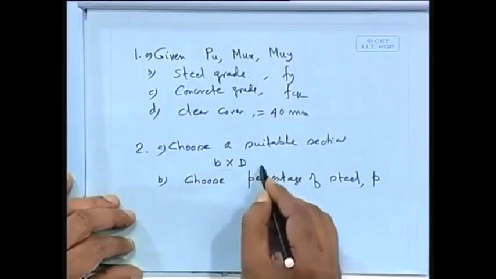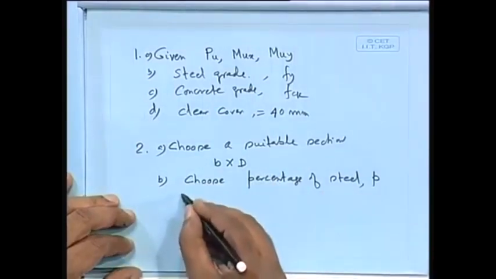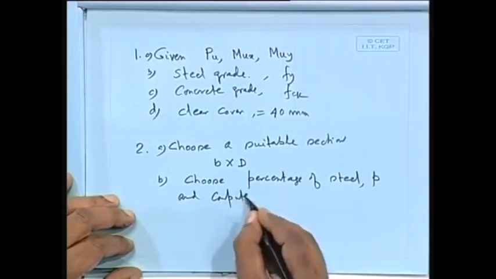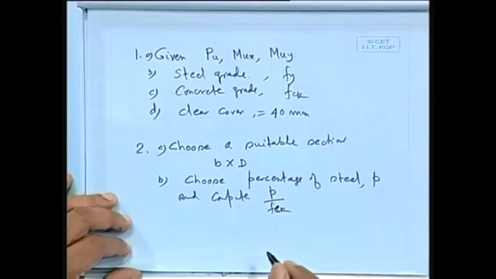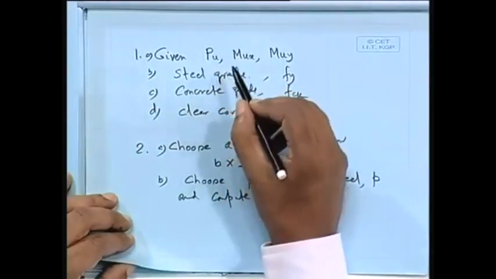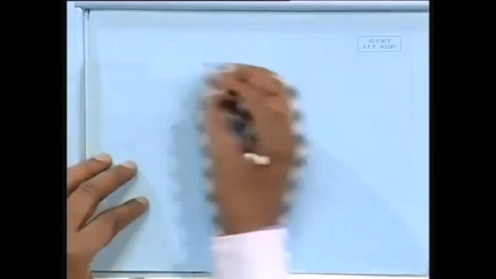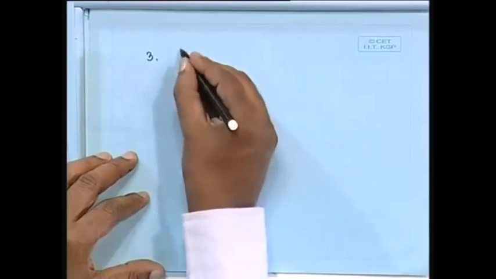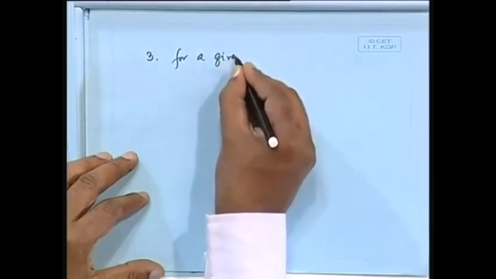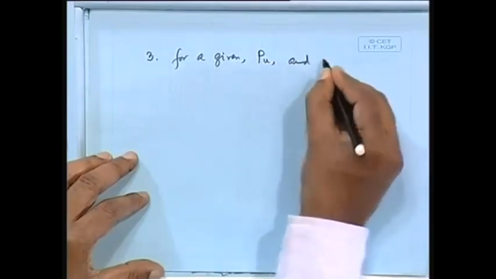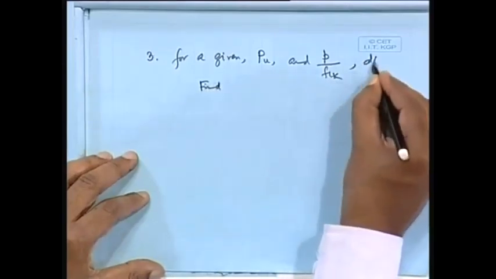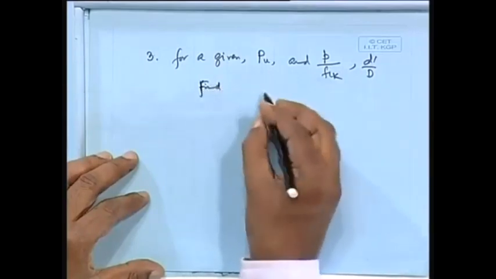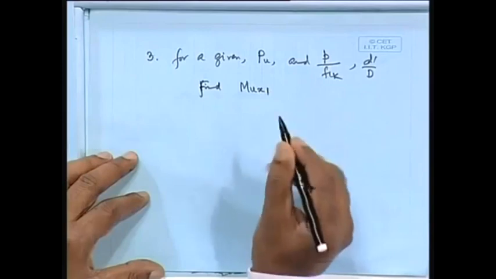So you are choosing a section B times D, choosing the percentage of steel also, and computing p by fck. Since I know Pu, for a given Pu and p by fck, and also d dash by D, find Mux1. What does it mean?